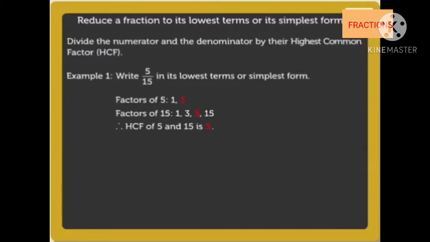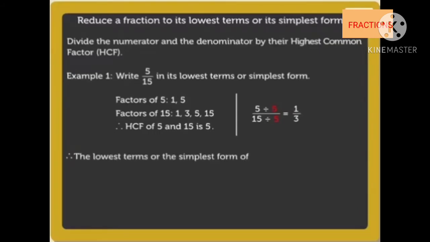As stated earlier, we will divide both the numerator, that is 5, and the denominator, that is 15, by 5. Thus, 5 divided by 5 upon 15 divided by 5 is equal to 1 upon 3. Therefore, the lowest terms or simplest form of 5 upon 15 is 1 upon 3, as 1 and 3 have only 1 as their common factor.